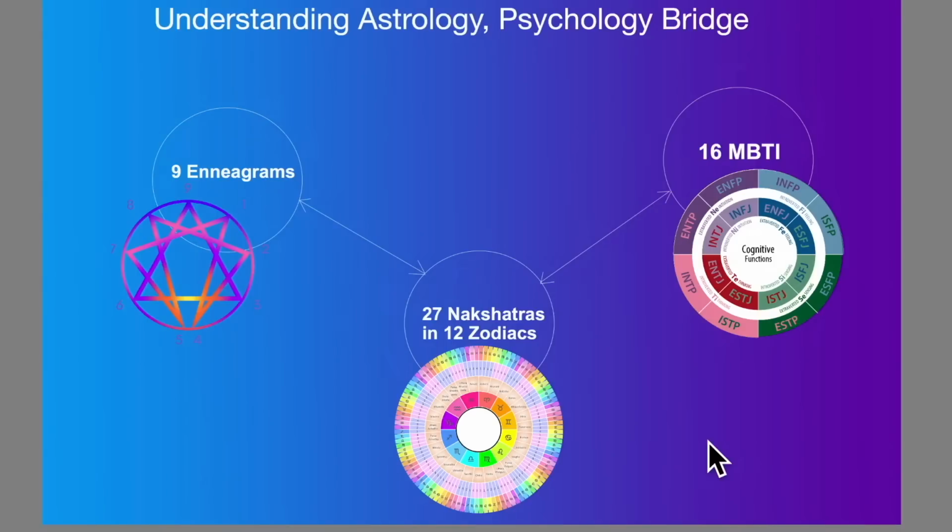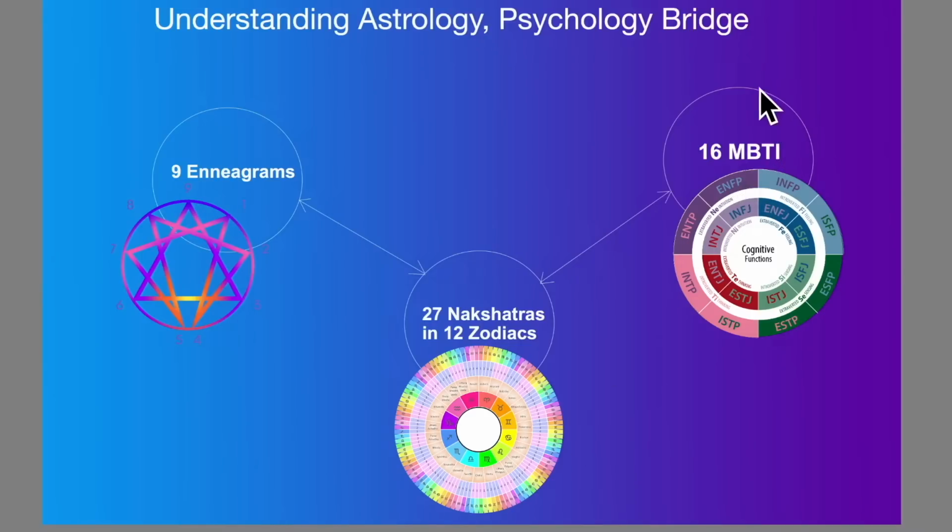Hello and welcome to the Understanding Astrology and Psychology Bridge series. In this series of videos, we are going to uncover the hidden layers between the 9 Enneagram types in the Enneagram system of psychological evaluation, which has 9 basic archetypes, bridging with the 27 Nakshatras in the 12 zodiac signs of Vedic astrology.